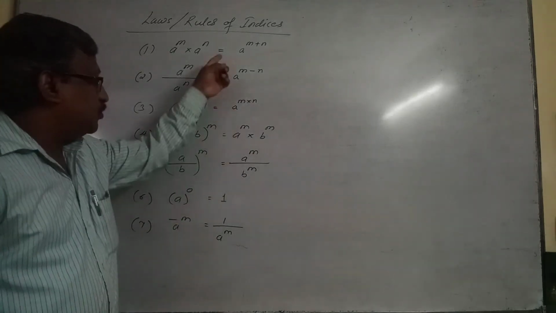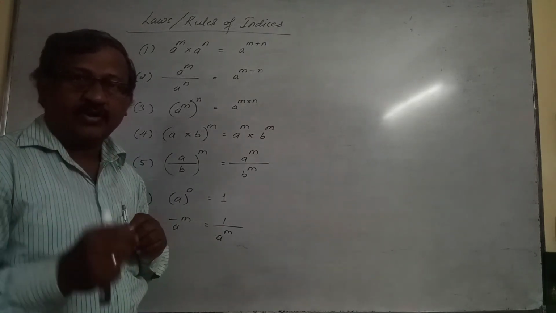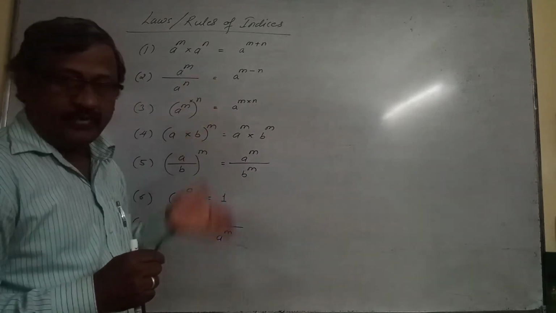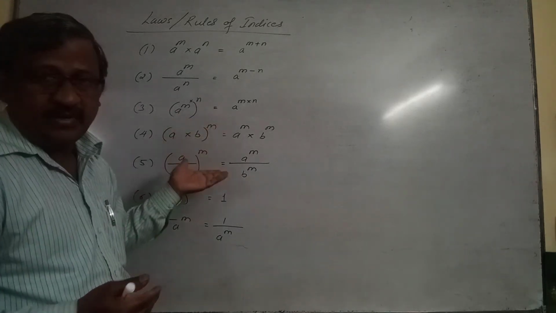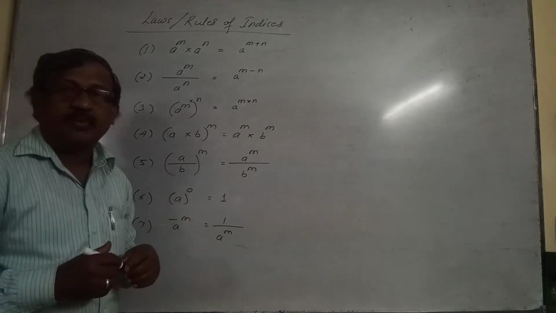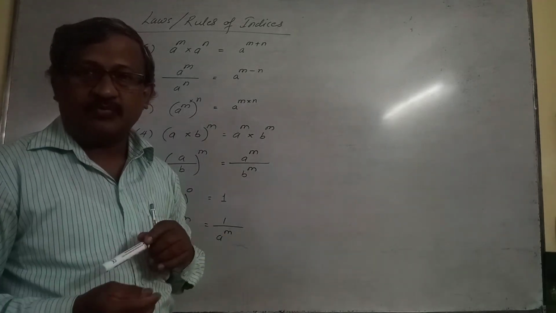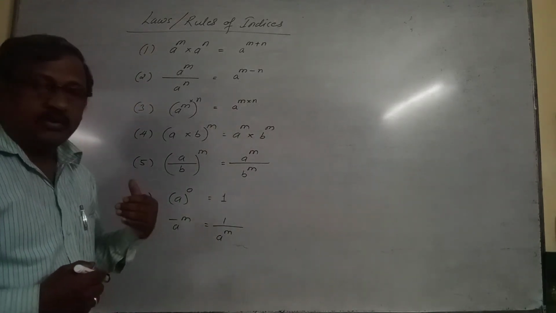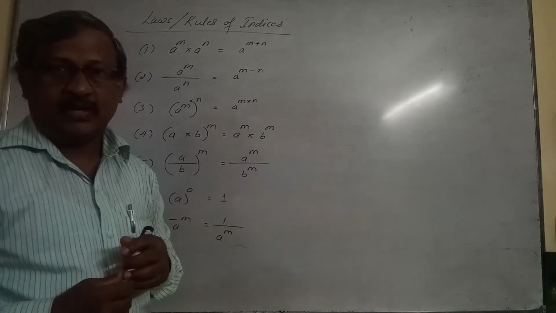On this they also ask questions in the exam for 2 marks: write the different laws or rules of indices. If you write at least 4, you will get 2 marks. This kind of objective question they will ask in Section A. So in these 7 rules you have to be perfect. If you are perfect in these 7 rules, you can easily solve the problems on indices. In the next video, I will come with the problems on indices. Thank you.